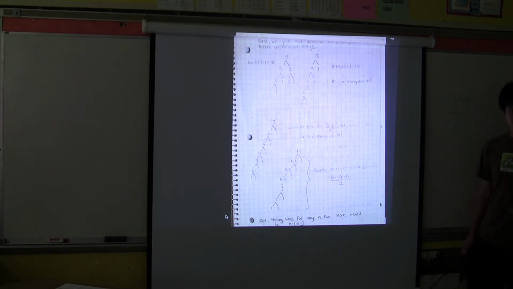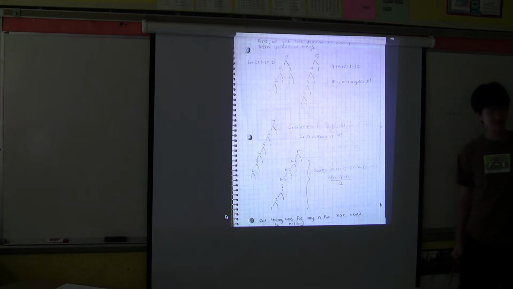We also found that since it's always the same number, and this is just 5 plus 4 plus 3 plus 2 plus 1, it's always going to be a triangular number too. And it's going to be the n minus 1 triangular number.